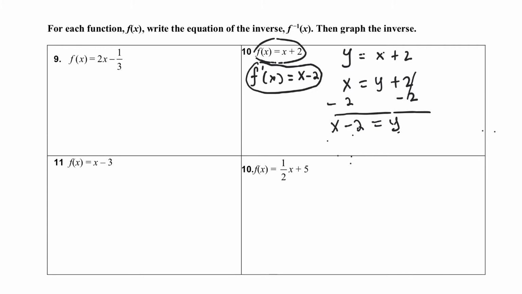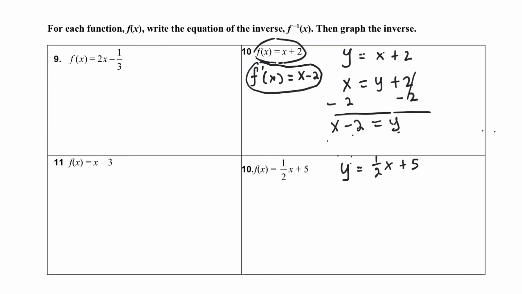The first equation is similar to number 11. The second equation is very similar to number 9, so that's why I'm doing two equations that are very similar to the ones to the left. So we have f of x equals 1/2 x plus 5, and once again we have to write the inverse. So instead of writing f of x, I recommend you write y equals 1/2 x plus 5, and that's going to help you to determine the inverse.